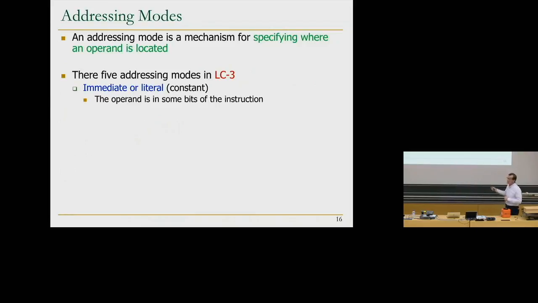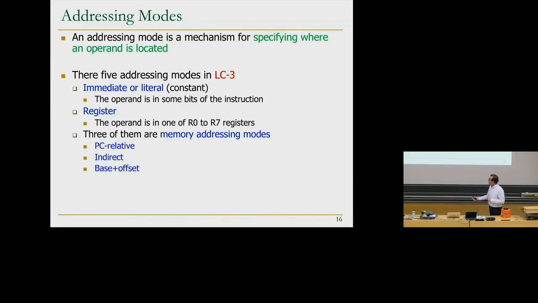The operand is in some bits of the instruction, and we've seen that. If you remember the add immediate, we're going to see more of that. Register: the operand is one of the general purpose registers, R0 to R7, and that's in the instruction encoding itself. You can get it directly from there and then access the register.